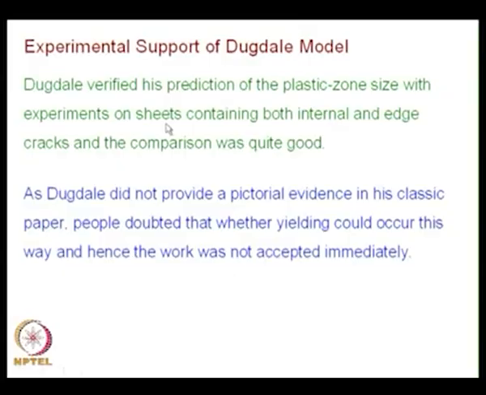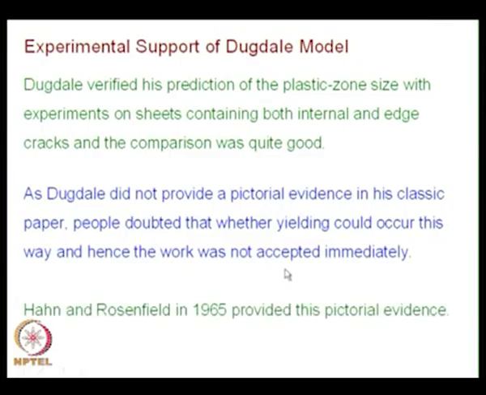Actually, if you look at the results that he had quoted in the paper, the experimental and theoretical prediction, the comparison was quite good. He had not provided the pictorial representation. This was done by Hahn and Rosenfeld in 1965, who provided this pictorial evidence. Then people started believing, yes, Dugdale's model is a valid approach for evaluating the plastic zone length.